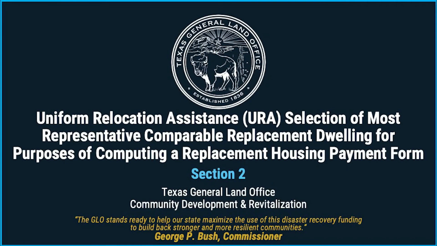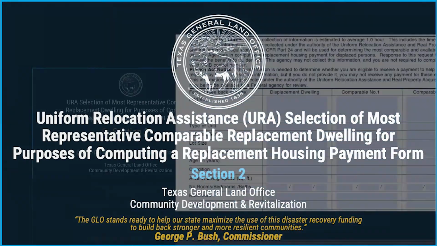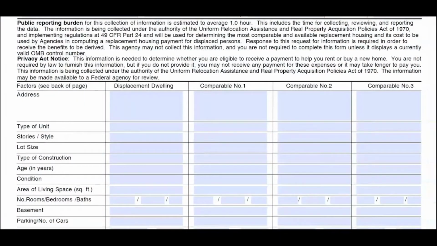into Tiger. The remaining form will be used to make a comparison between 3 separate dwelling units that are closely like the existing tenant's current dwelling unit, such as size, location, and amenities. Form HUD 461 consists of 5 columns: factors, displacement dwelling, applicant's current unit, and comparable 1, 2, and 3.